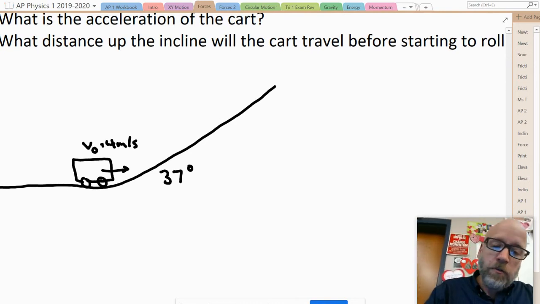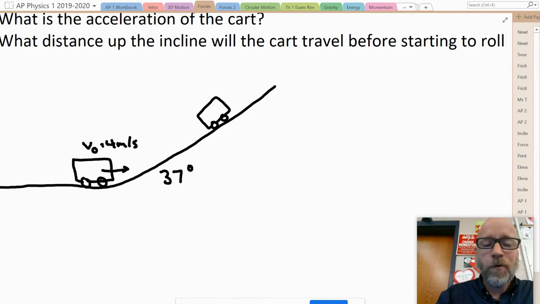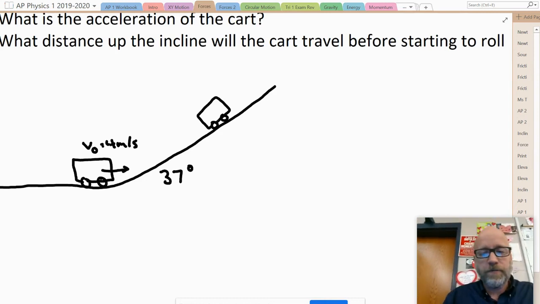Now, as it goes up the incline, there's going to be an acceleration. Which way would the acceleration be? Yeah, down the slope, wouldn't it? It would. Good point. All right. And then eventually it's going to stop, have a velocity of 0.